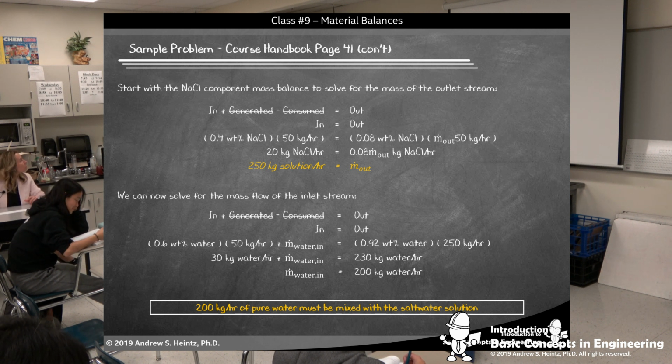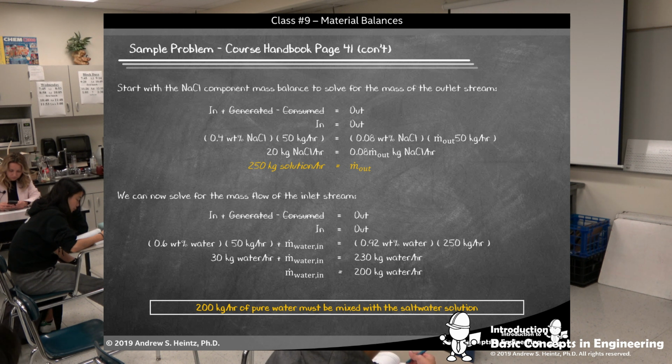All right, so first let's start with the salt component balance. Is anything being generated? No. And is anything being consumed? No. So this very simply becomes in equals out.